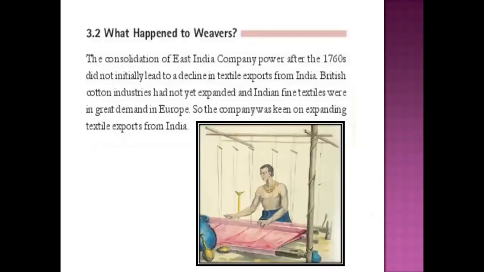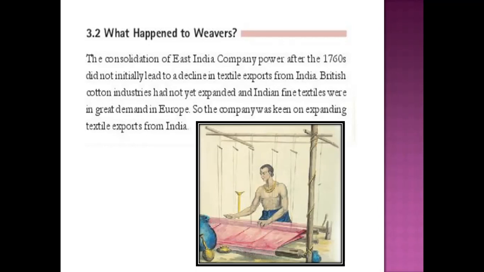Now how did these changes affect the weavers of India? What happened to the weavers? When the East India Company got full power in the 1760s, as we know the Battle of Buxar happened, which we learned in 8th class, after that full power came into the hands of the Britishers. First, to control things, they controlled the market. They wanted all import, export, everything to be under their control.